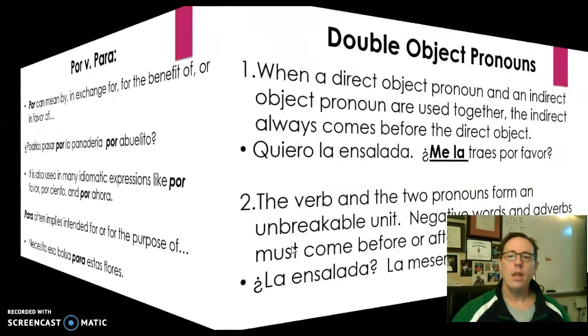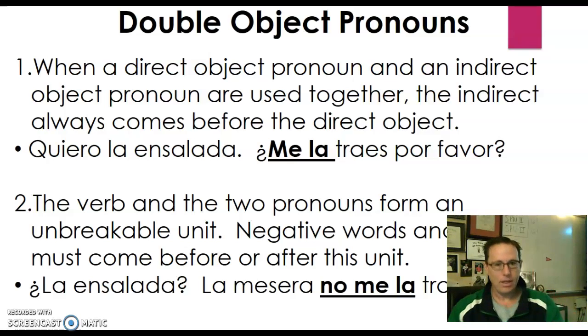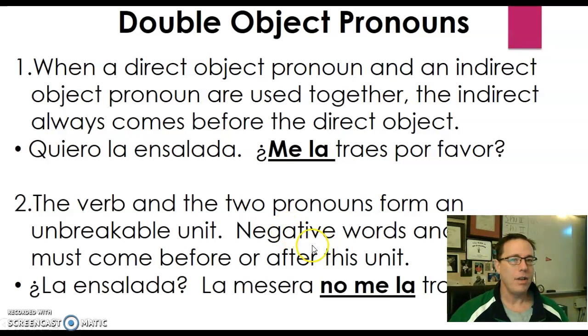Next, double object pronouns, what we were talking about to begin with. When a direct object pronoun and an indirect object pronoun are used together within the same sentence, the indirect object is going to come before the direct object. Now, I know that's really dry grammar, but it's not that difficult when you look at an example.